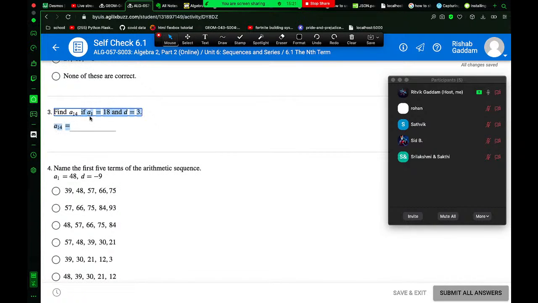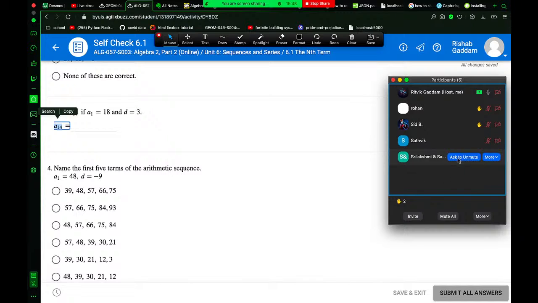So find A14 if A1 is equal to 18 and D is equal to 3. So it's asking you to find A14. If you want to do this one, then raise your hand in the participants list. Sri Lakshmi, you don't want to do this one? You haven't done one in a while. Sri Lakshmi, are you here? Okay, seems like Sri Lakshmi is not here. So Rohan, you can do this one.